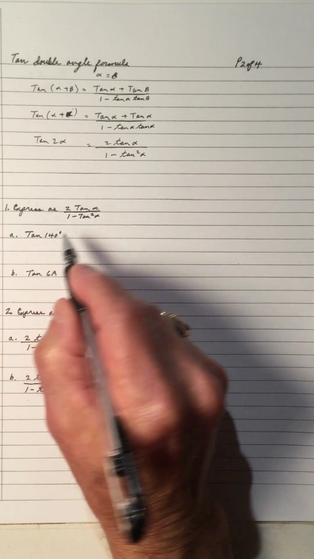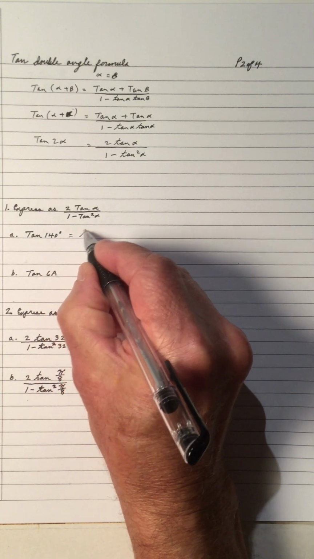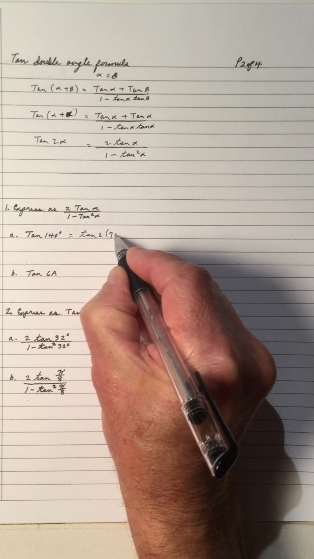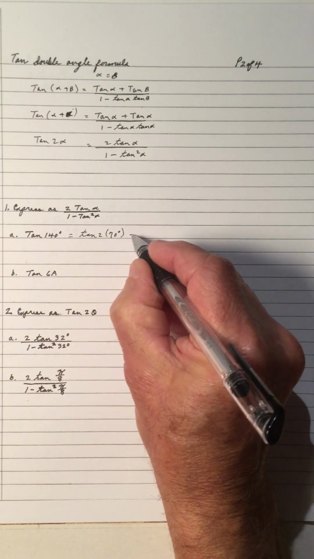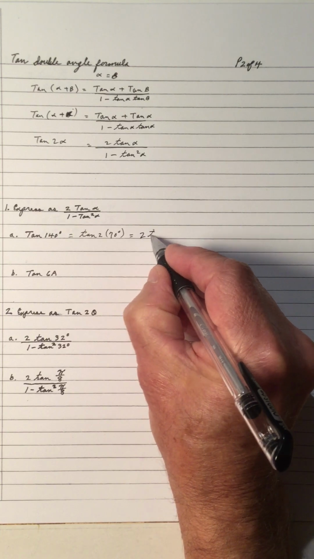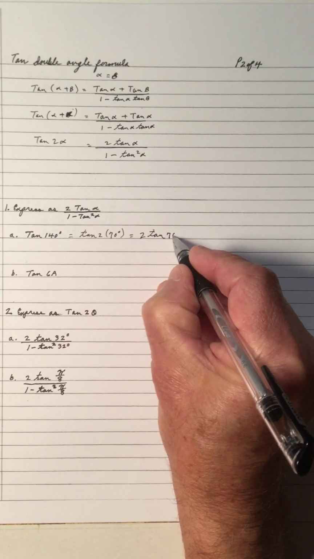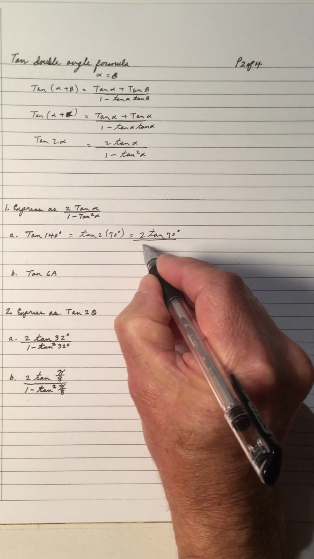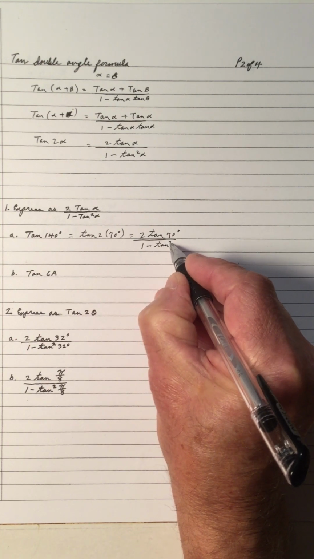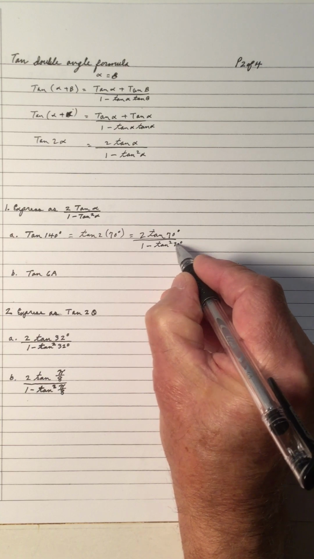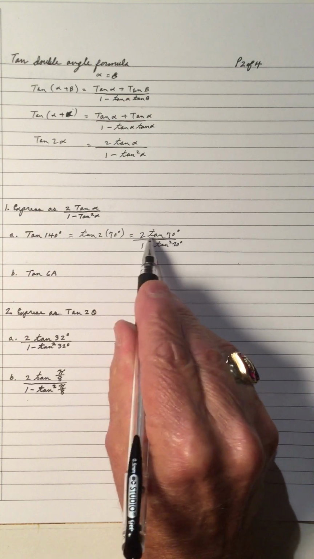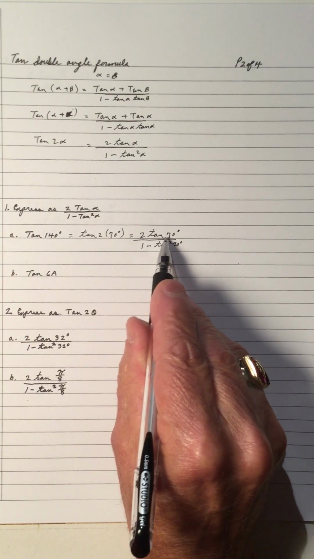So the tan of 140 is the same as the tan of 2 times 70 degrees. And so with 70 degrees as alpha, it's 2 tan 70 all over 1 subtract tan squared 70. So that's taking this and expressing it in the double angle formula.